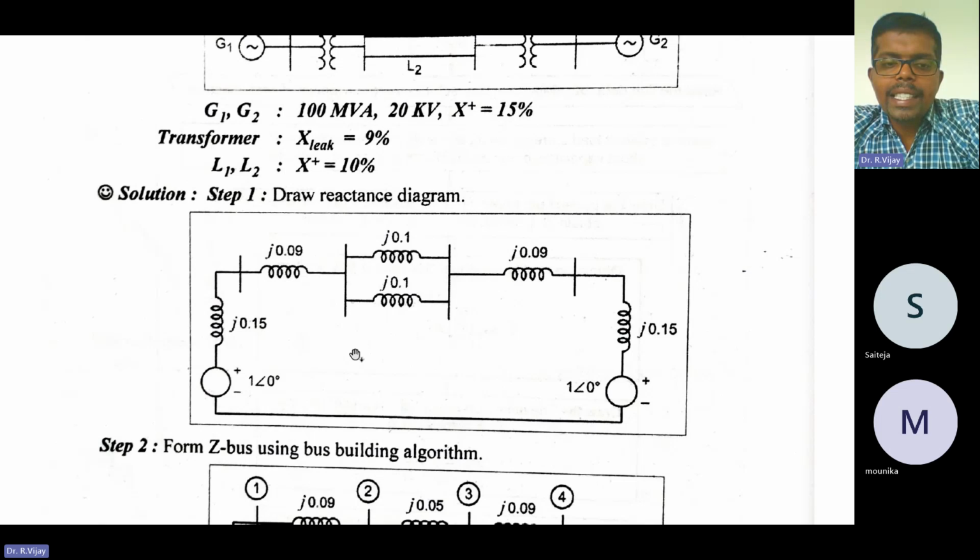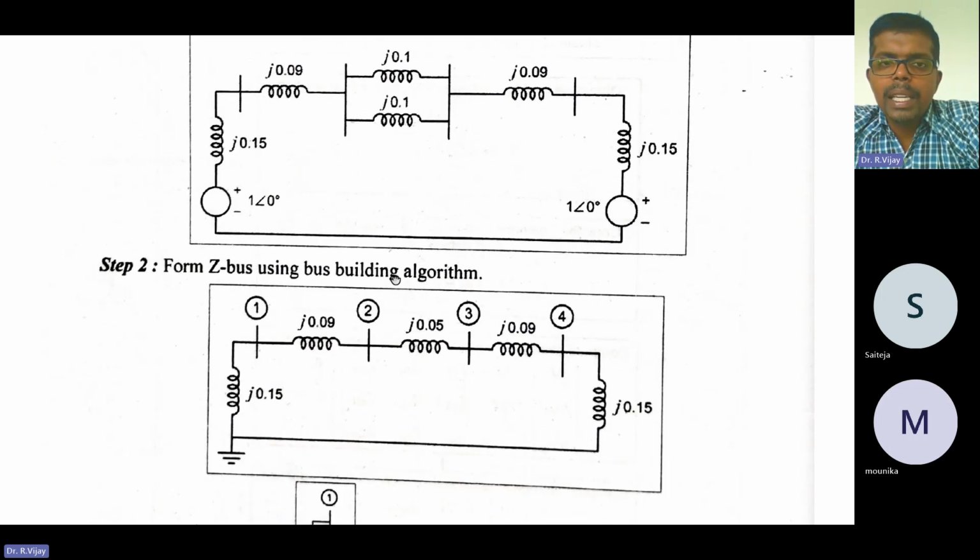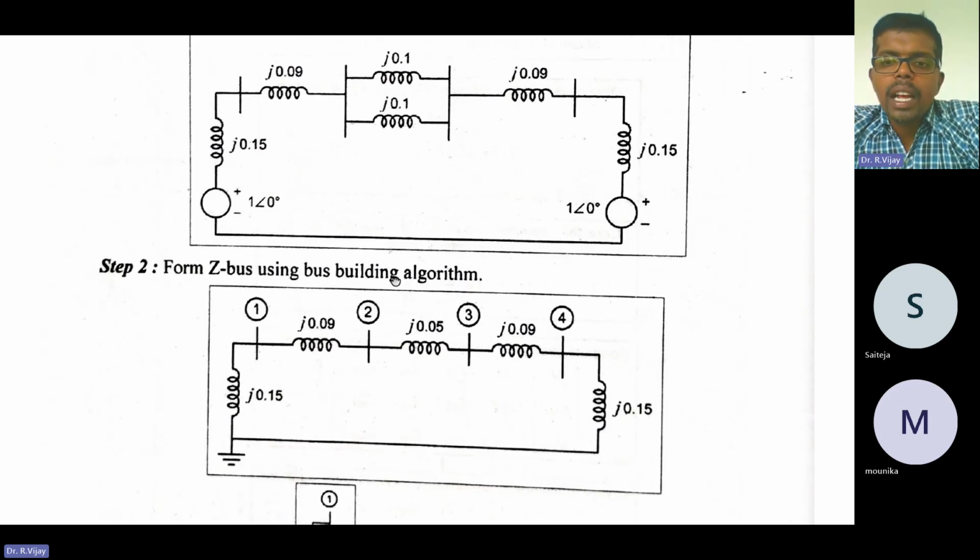What is the second step? Second step: form Z bus using the bus building algorithm. So what is the procedure? The voltage sources need to be short circuited. Already we have seen how to frame the bus building algorithm. If not, I will give that class and a few problems in the description, so you can watch that and come back.